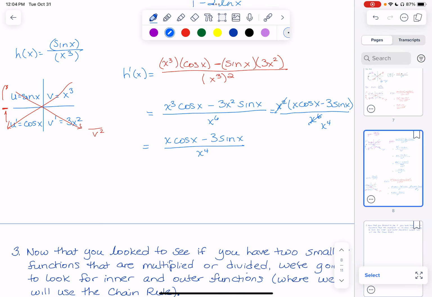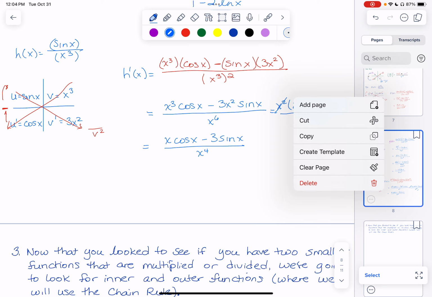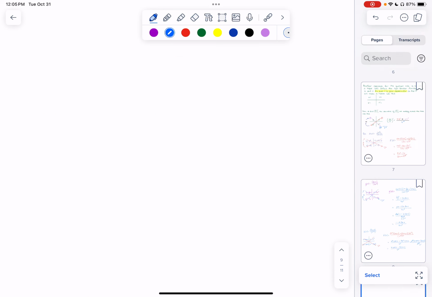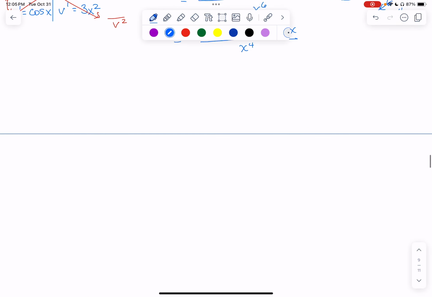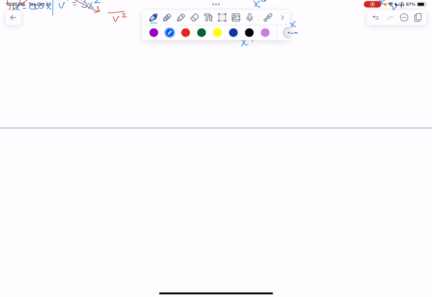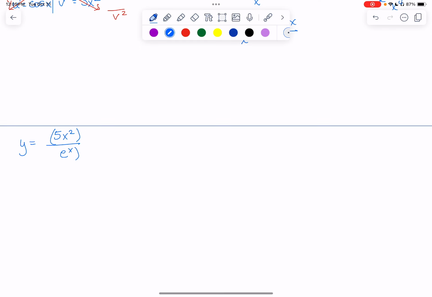All right, let's add one more page here. So I'm going to add one more page, and I'm going to get rid of this side part. Let's do that very last y function that I had there. We had come up with y is equal to 5x squared over e to the x. Remember, this is the one where we put that negative exponent and we put it back down in the denominator.